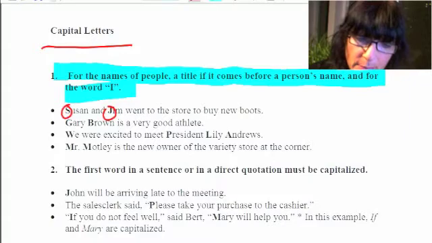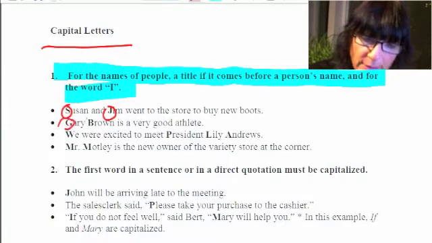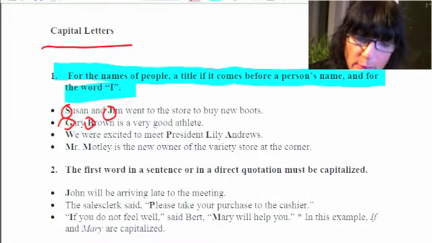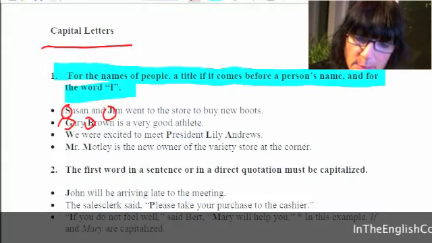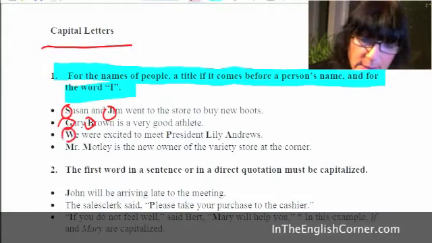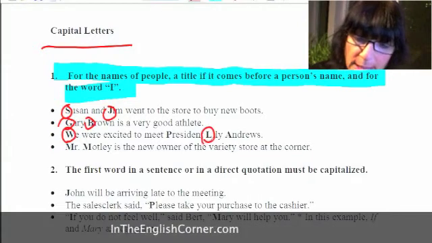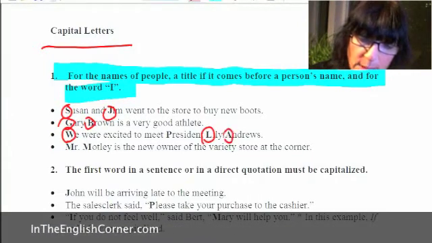The second example, Gary Brown is a very good athlete. His full name is Gary, his last name is Brown, so you have to capitalize both Gary and Brown. The third example, we were excited to meet President Lily Andrews. In this example, we is the first word, so you capitalize. And Lily Andrews is the person's name. Her first name's Lily, her last name's Andrews, so you'd capitalize.